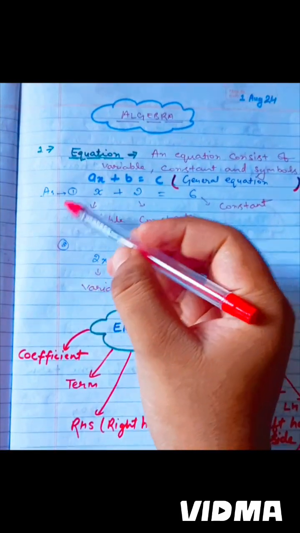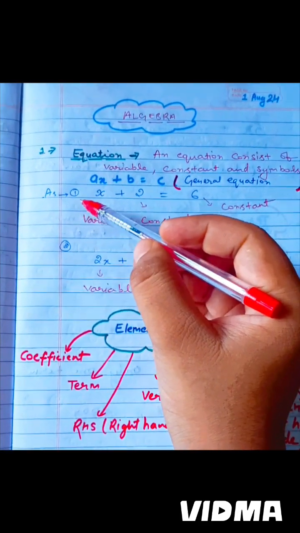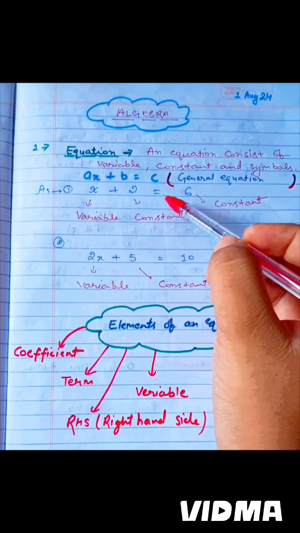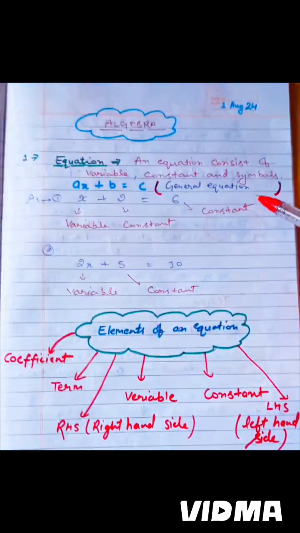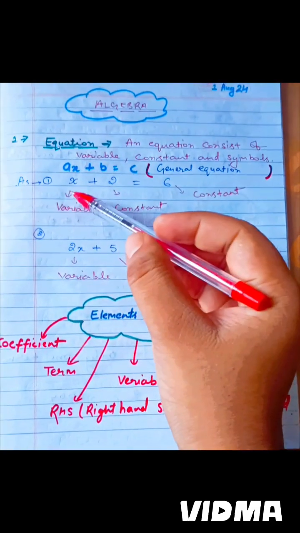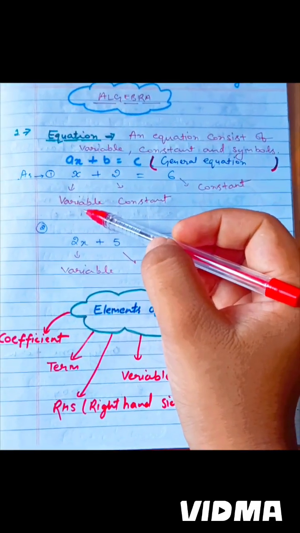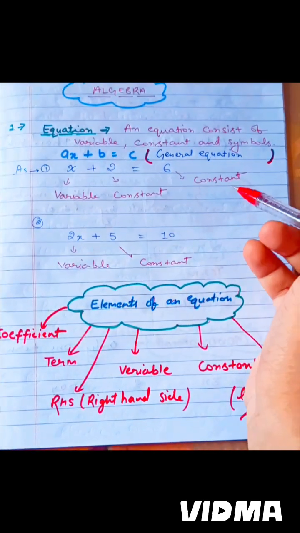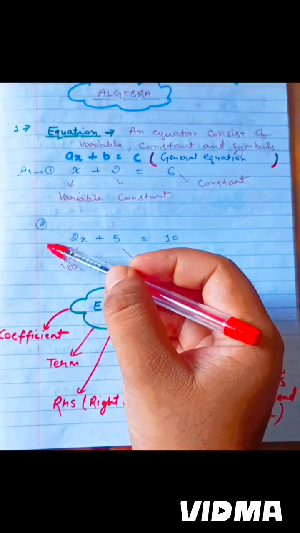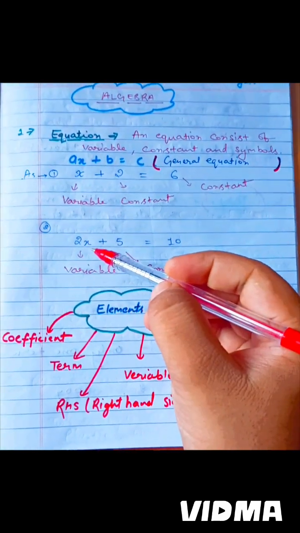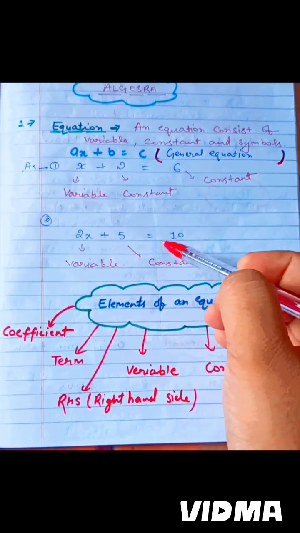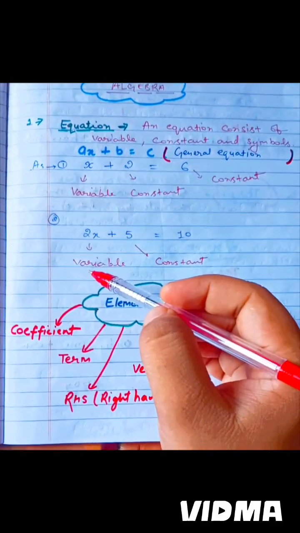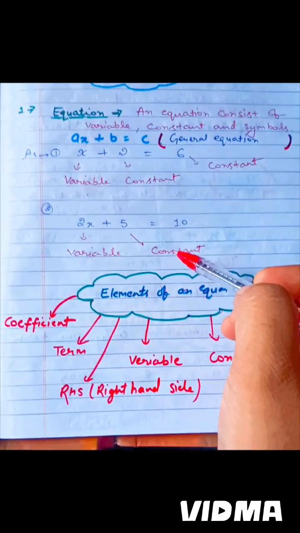Explain through an example. Example 1, x plus 2 equals 6. In this equation, the term x is a variable, the number 2 is a constant, and also 6 is a constant. Second example, 2x plus 5 equals 10. That is also made by variable quantity and constant quantity.